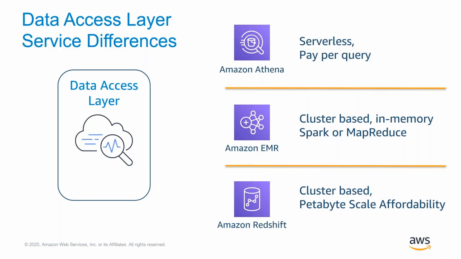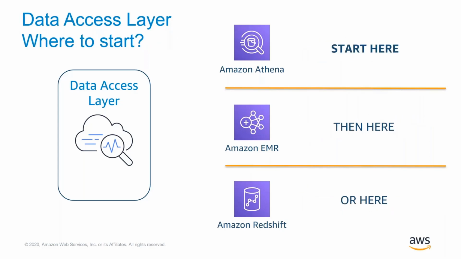But I'll emphasize again, you really should start with Amazon Athena and then take a look at EMR or Redshift when you start hitting performance limits. And I think you'll be pleasantly surprised how far you can go without needing to use some of these conventional cluster-based technologies.